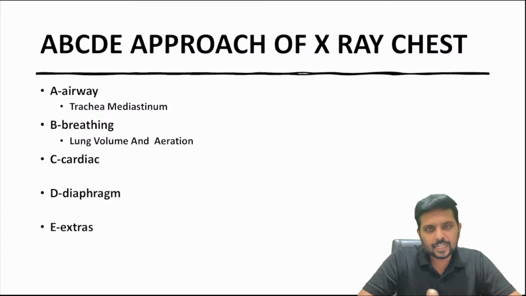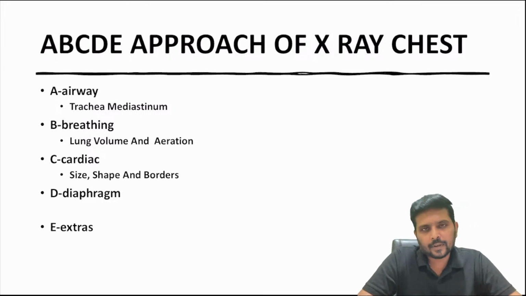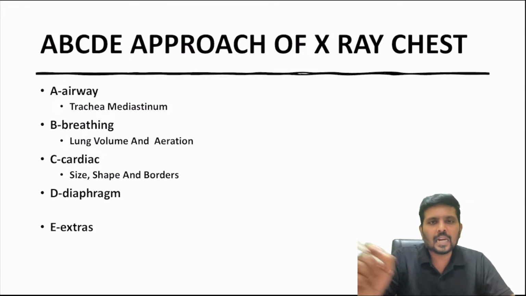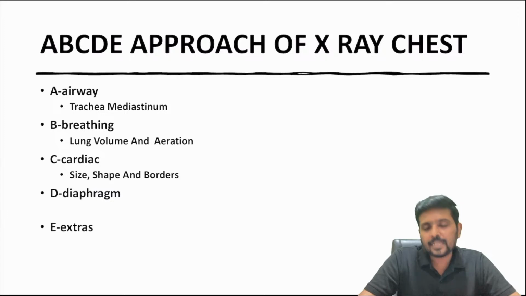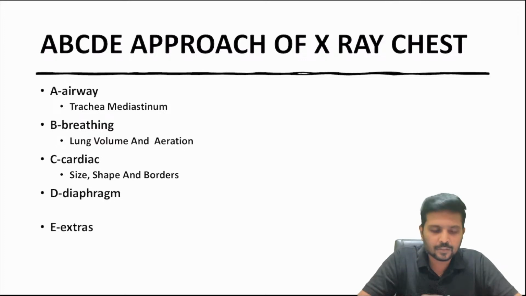Second one is aeration. Aeration means if the lung is more black, the lung is more aerated. Less black means less aerated. Third one is cardiac. When you look into the heart, you will see whether the heart size is large or normal. Second, is there any peculiarity with respect to the heart shape? Those things can be easily picked up in a neonatal X-ray with respect to congenital heart disease.